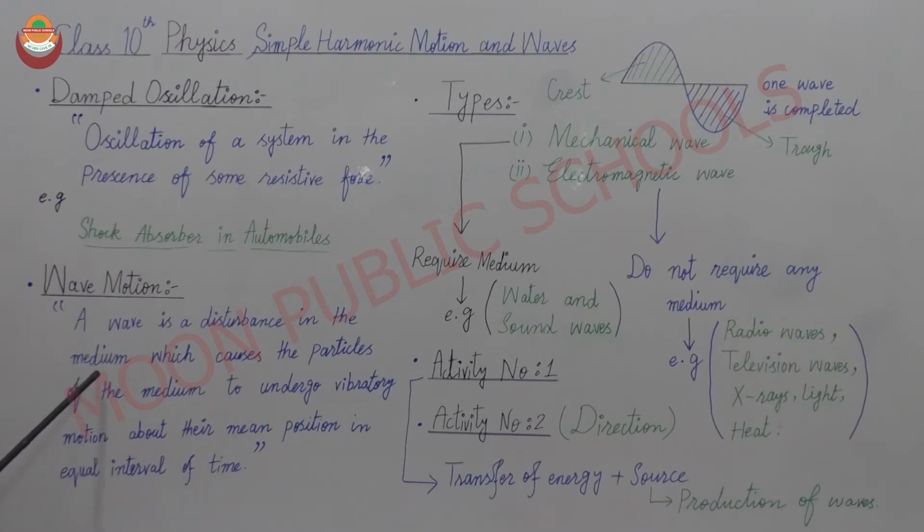For a wave, a medium is basically required. Medium may be air, water or a string. Equal interval of time means that when one particle of the wave requires 1 second to complete its one vibration, then other particles, for example the second and third particle, take 1 second to complete one vibration. So this describes the equal intervals of time. Wave motion requires a medium and a source. Source is used for the production of waves.